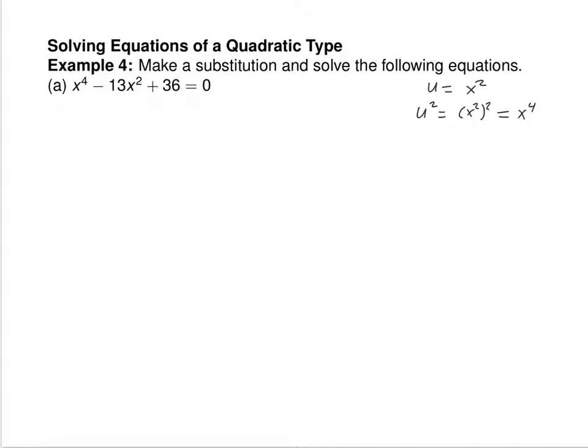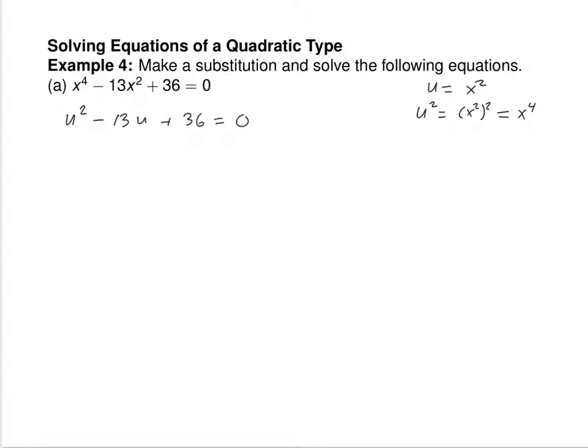So if u squared is x to the fourth, you can replace the x to the fourth by u squared. That becomes u squared minus 13u plus 36. And then develop temporary amnesia and forget the original problem existed and just solve the second one. So can you factor u squared minus 13u plus 36 equals 0?